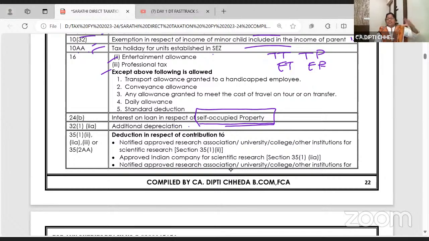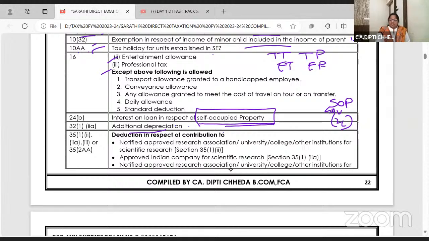Self-occupied property may generally we show loss, right? That loss is not allowed. If you're filing your return in the default tax regime in self-occupied property, yaad hai? GAV nil, NAV, still interest on loan was allowed up to 2 lakhs, that will not be allowed.